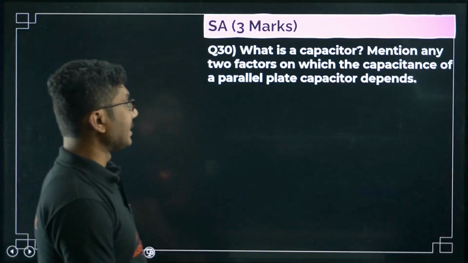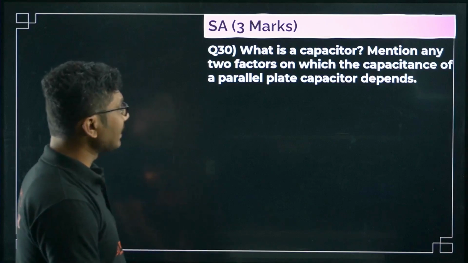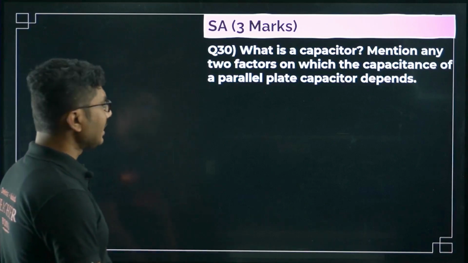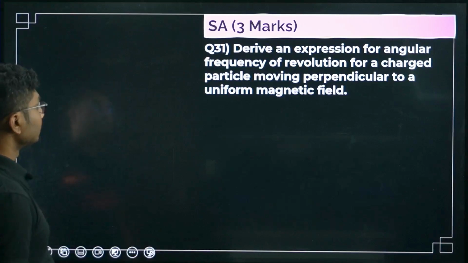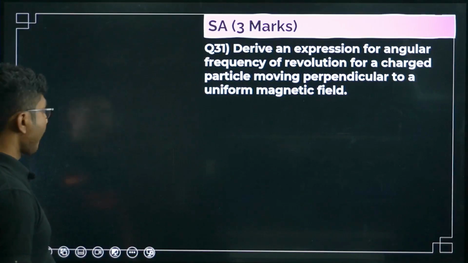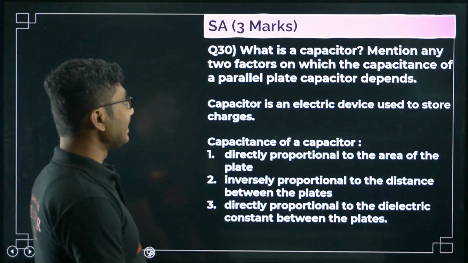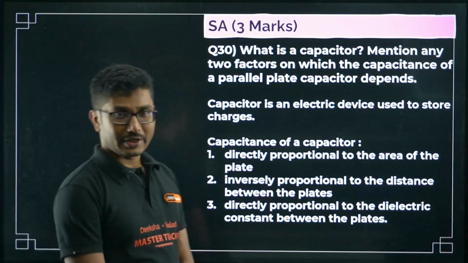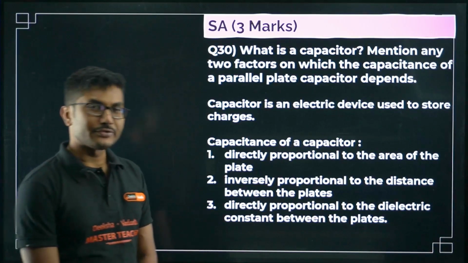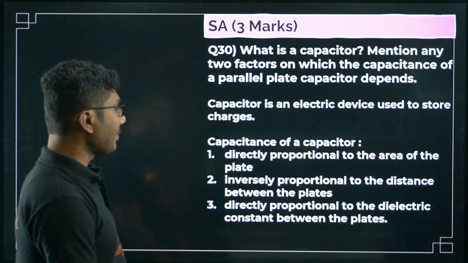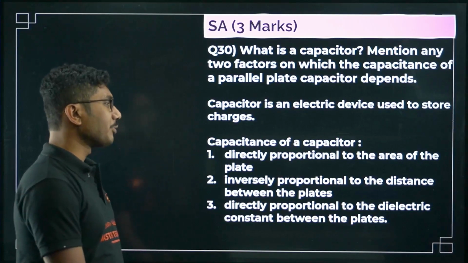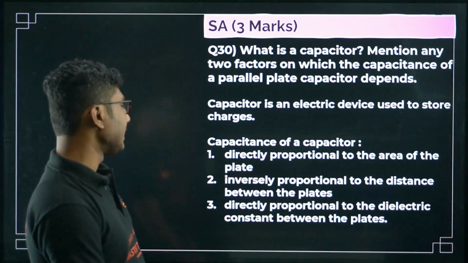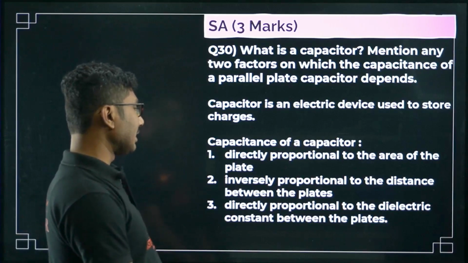What is a capacitor? Mention any 2 factors on which the capacitance of a parallel plate capacitor depends. So a capacitor is an electric device used to store charges, right? Basically the device which is used to store charges. The capacitance of a capacitor is directly proportional to the area of the plates, inversely proportional to the distance between the plates, and directly proportional to the dielectric constant between the plates.